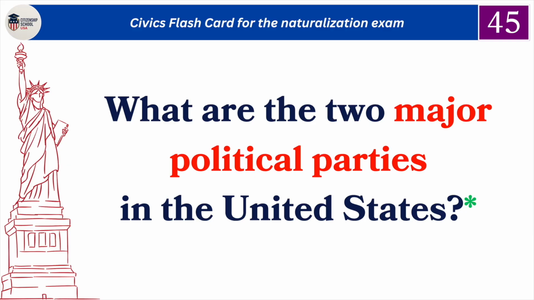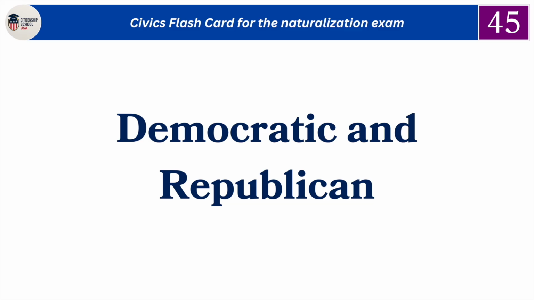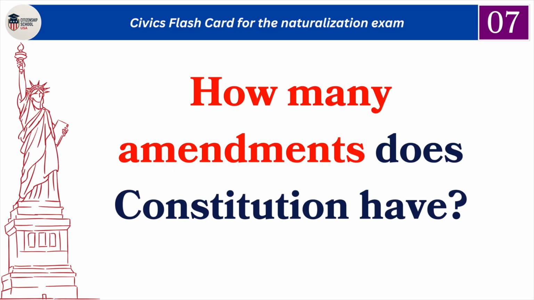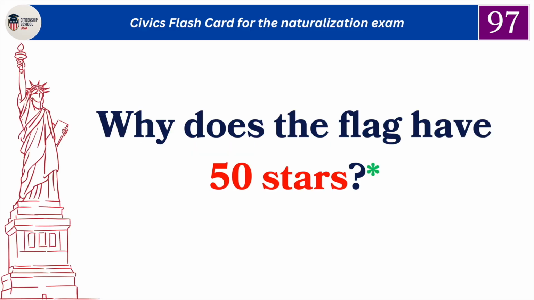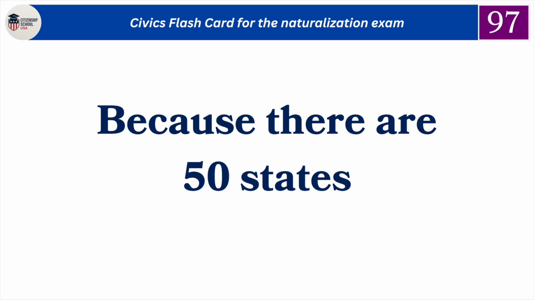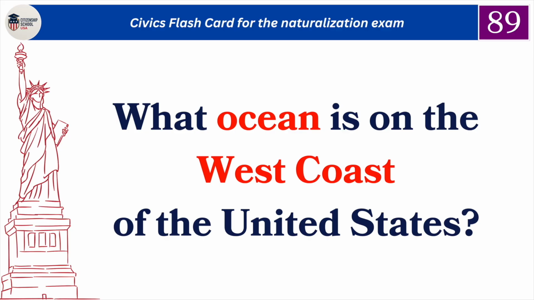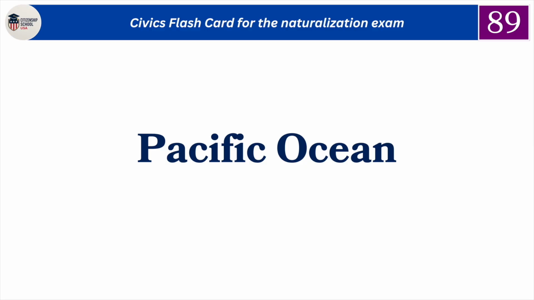What are the two major political parties in the United States? Democratic and Republican. How many amendments does the Constitution have? 27. Why does the flag have 50 stars? Because there are 50 states. What ocean is on the west coast of the United States? Pacific Ocean.